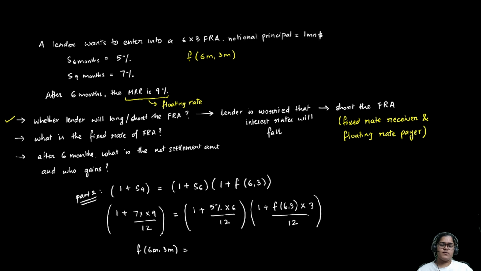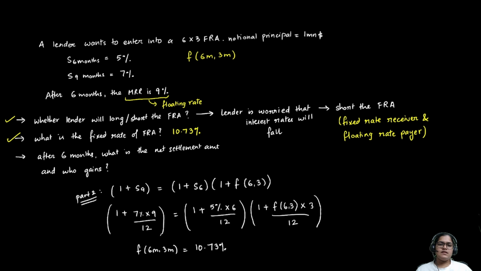If you solve the equation, the forward rate after 6 months for 3 months comes to 10.73%. This is the fixed rate of your FRA. So this is part 2. The fixed rate of the FRA is 10.73%.